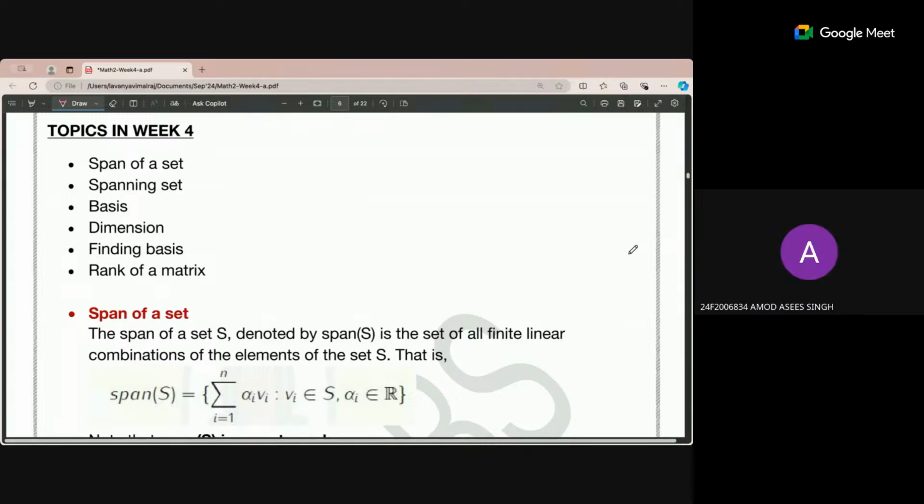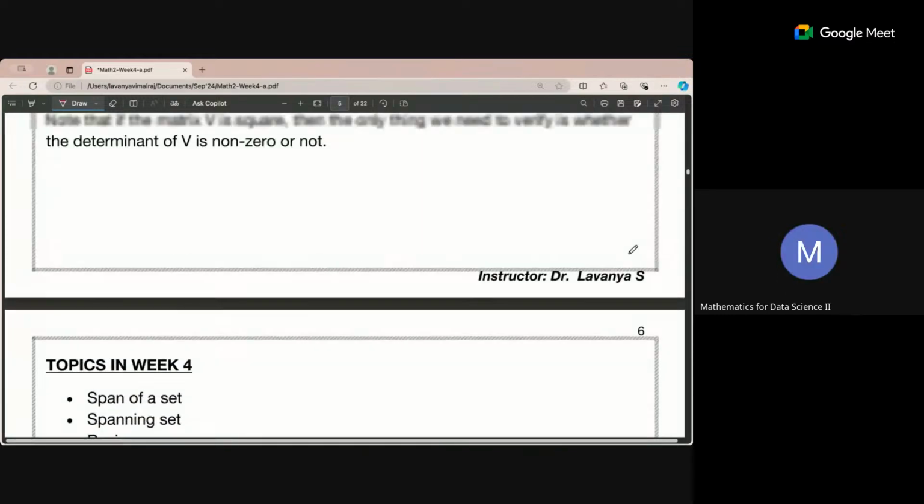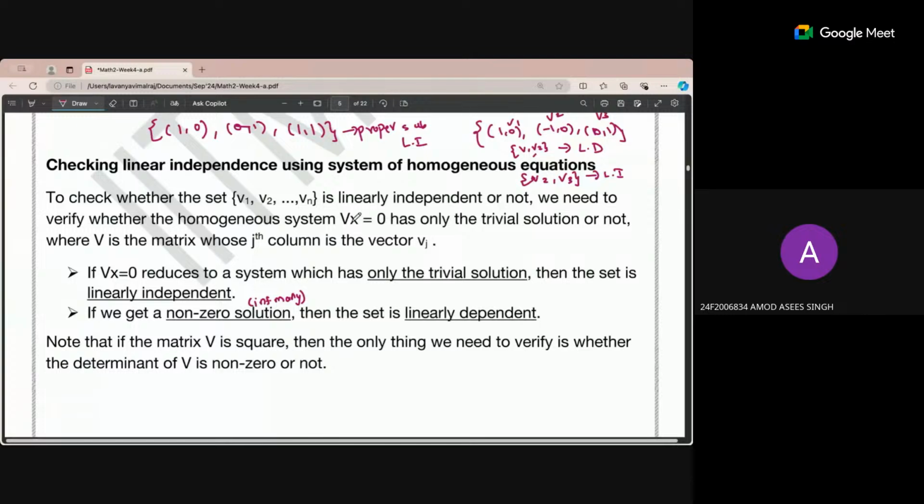Ma'am, just a question, please. If the homogeneous equations do not form a square matrix, maybe variables are more than equations or variables are fewer than equations, then do we always check by the echelon form, or are there some other conditions also? Echelon form is the best method, because that is the only method we have seen for a non-square matrix, whether variables are fewer or more. Okay, thank you.